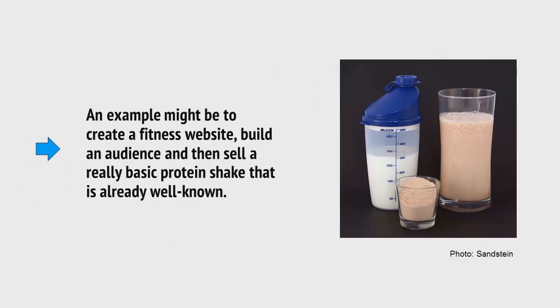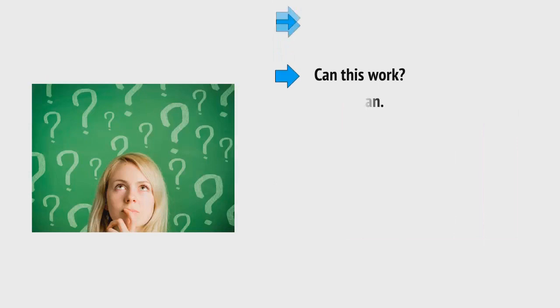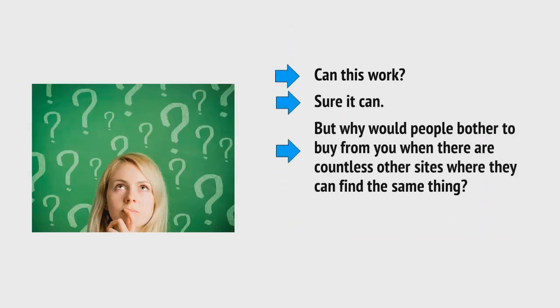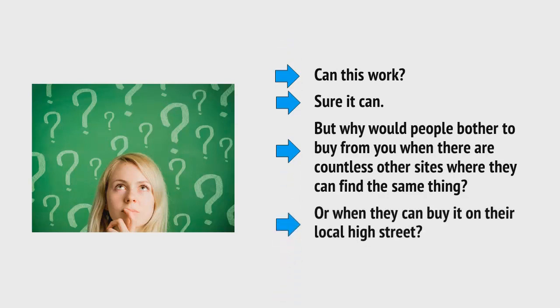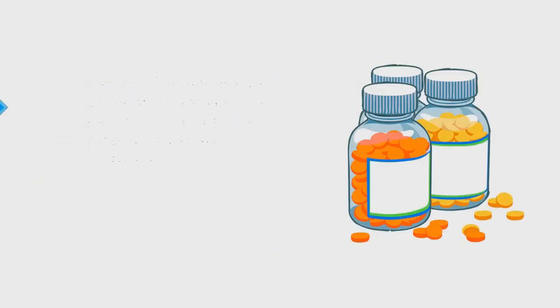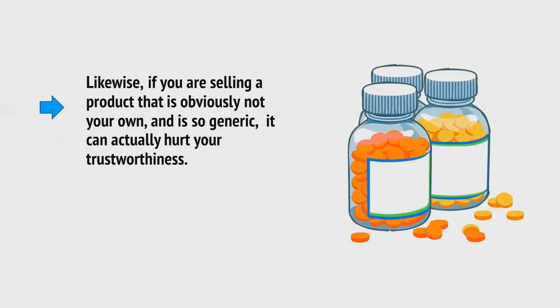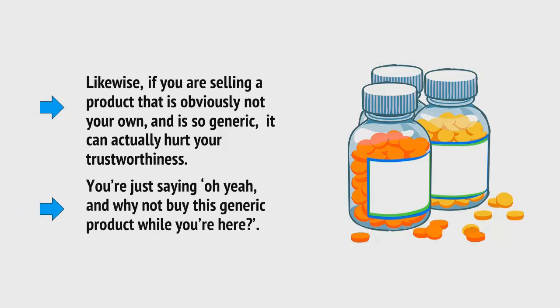An example might be to create a fitness website, build an audience, and then sell a really basic protein shake that is already well known. Can this work? Well, sure it can, but why would people bother to buy from you when there are countless other sites where they can find the exact same thing, or when they can buy it down their local high street? Likewise, if you're selling a product that is obviously not your own and is so generic, it can actually hurt your trustworthiness. It's clear that you're trying to make money, which isn't a bad thing in itself, but you're not offering any unique value in return. You're just saying, oh yeah, and why not buy this generic product while you're here?